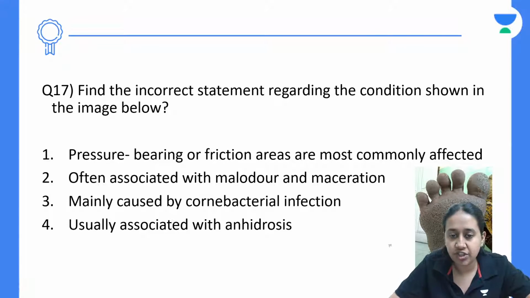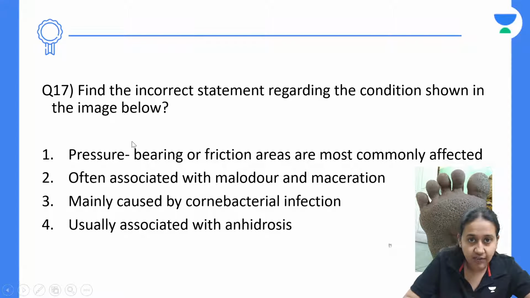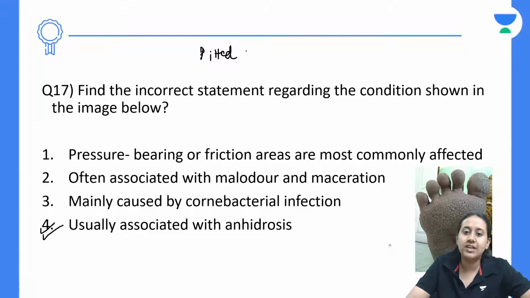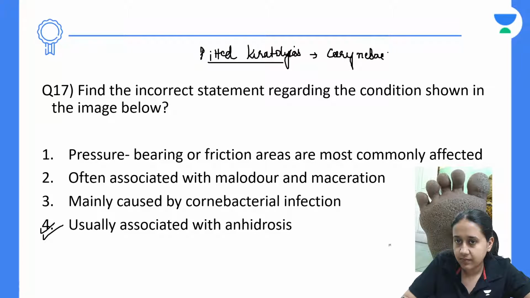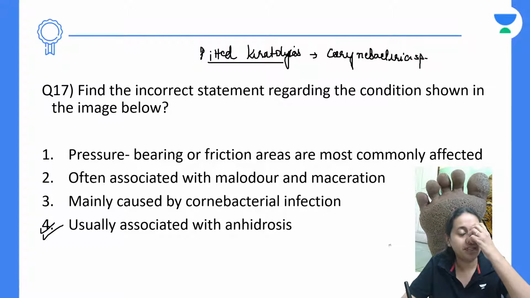Pressure bearing or friction areas most commonly affected, often associated with malodor and maceration, mainly caused by Corynebacterial infections and usually associated with anhidrosis. Now very nice, this is a very classical condition which is known as pitted keratolysis. You are right, all of you. And please remember, it is associated with Corynebacteria infection, the infection of Corynebacteria species.